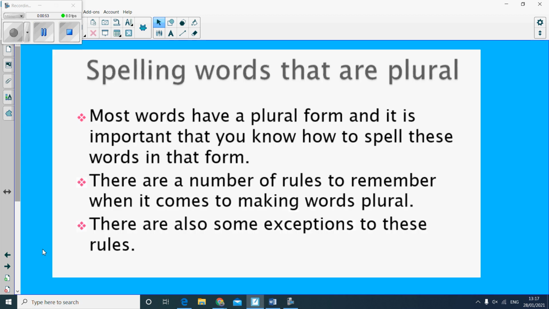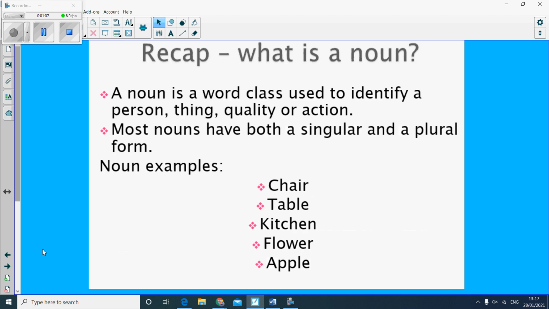So today we're looking at plural. So just pause the video here while you have a read of the slide. Okay, so we're going to have a recap on what a noun is. So we have nouns here. They are classified into a person, a thing, quality or action, and nouns can be both singular and plural.